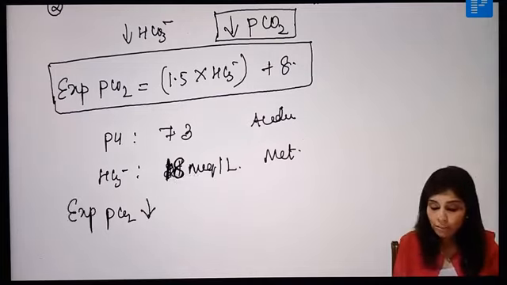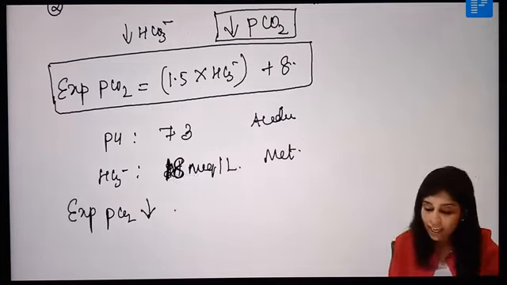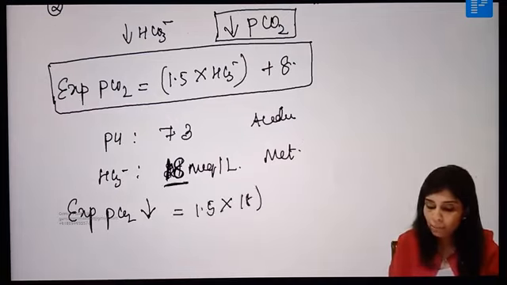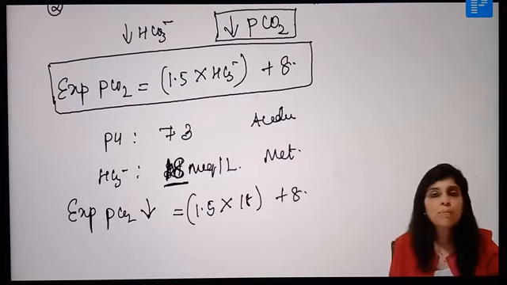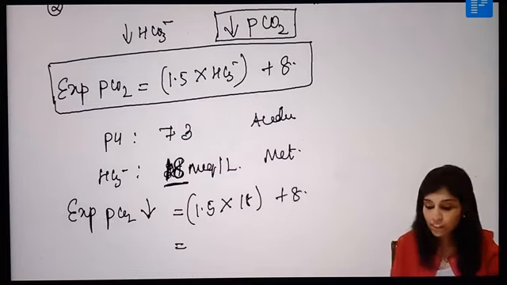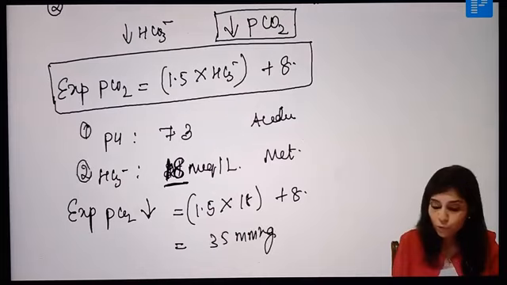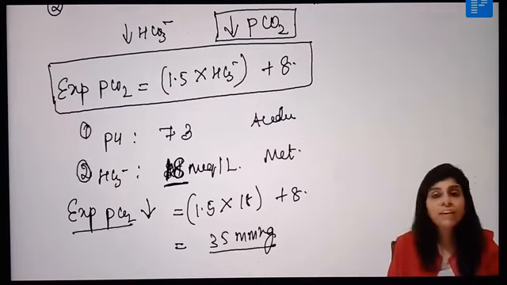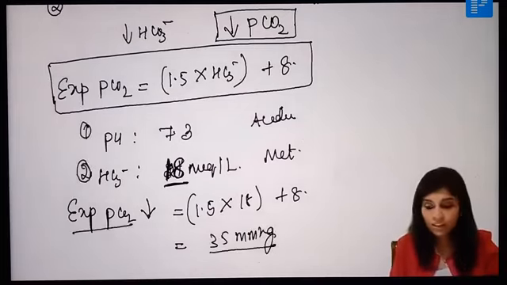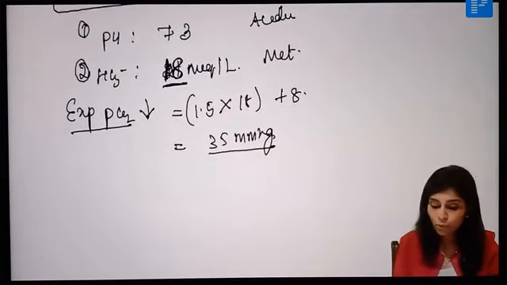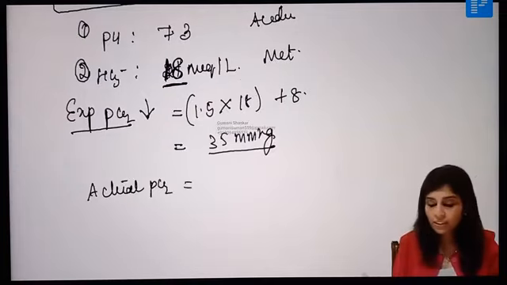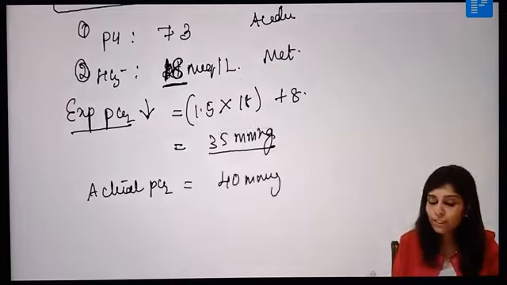How much decrease in PCO2 do you anticipate? Expected PCO2 is 1.5 into bicarbonate plus 8. So what is 1.5 into 18? It is 27. 27 plus 8 is 35 millimeters of mercury. So for these two values, expected PCO2 is 35 millimeters of mercury. Okay. This is expected. But what if the actual PCO2 of your patient is still 40 millimeters of mercury?